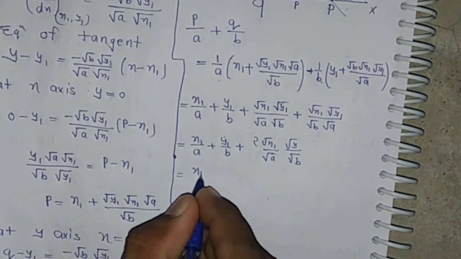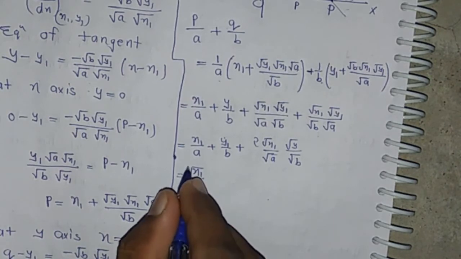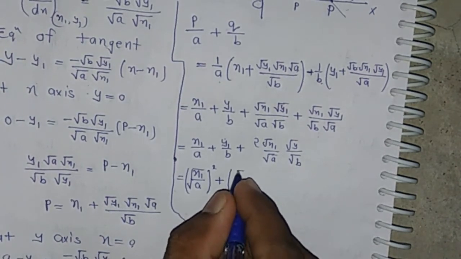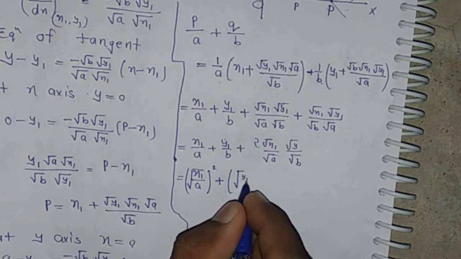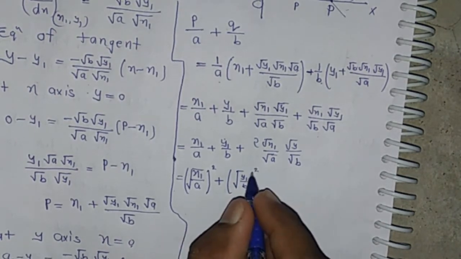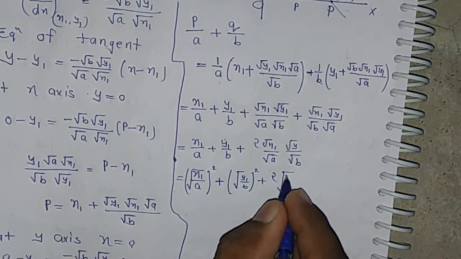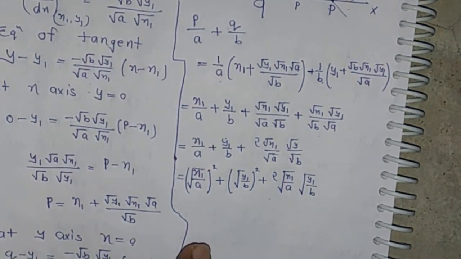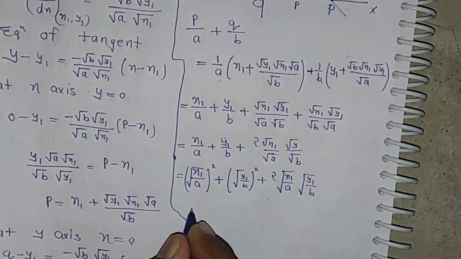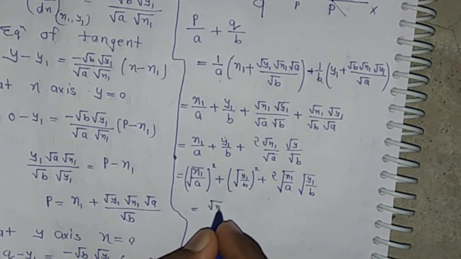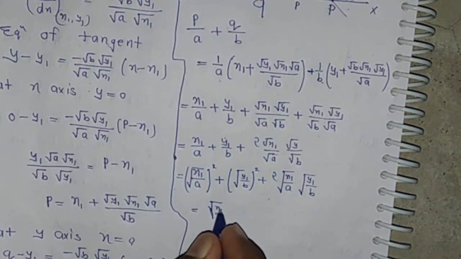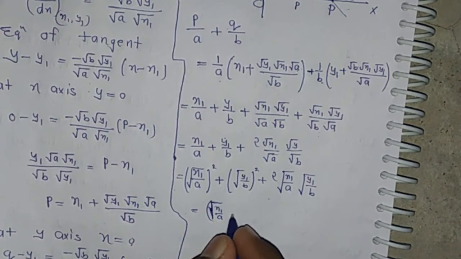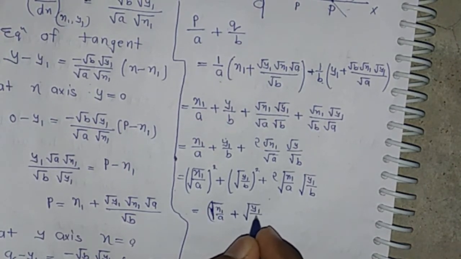We can write x1 by a in the form root x1 by root a whole square, and y1 by b as root y1 by root b whole square, plus 2 root x1 by root a into root y1 by root b, and it is equal to root x1 by root a plus root y1 by root b whole square.